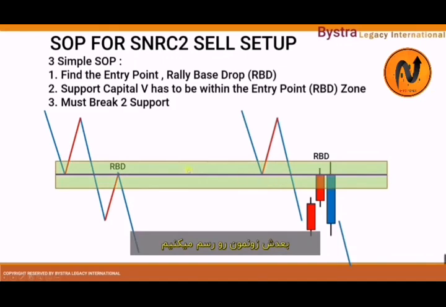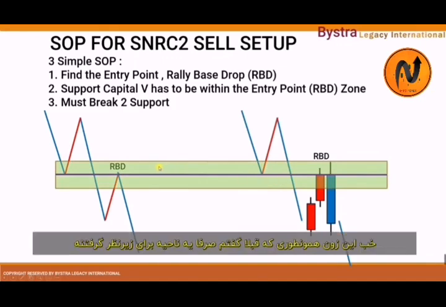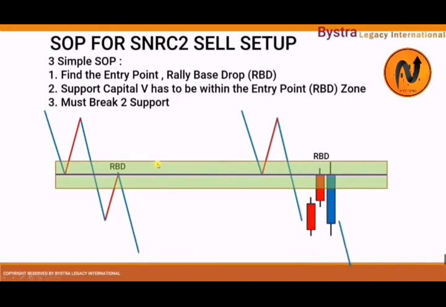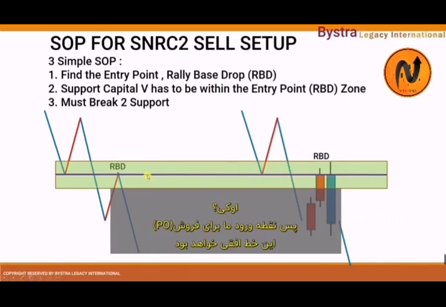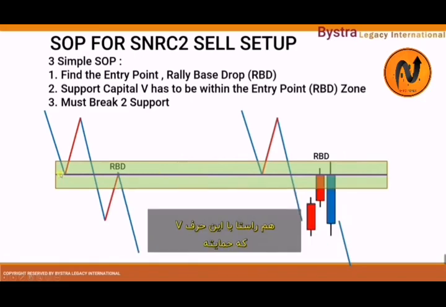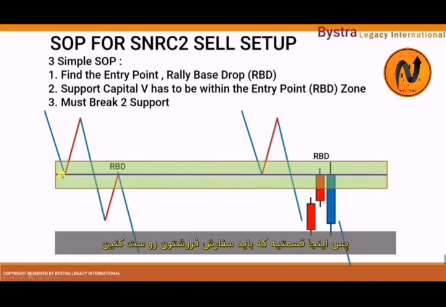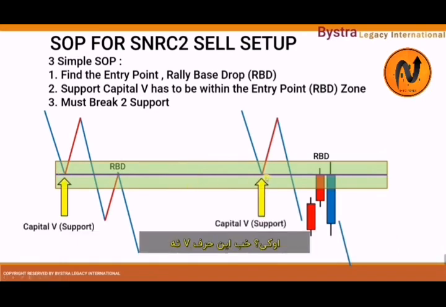We then mark our zone. So this zone, as I said earlier, is just a monitoring area for when the price comes back to this zone. Okay, so our entry point, our PO, sell limit will be this horizontal line, aligned together with the capital V, which is the support. So this is the area where you need to set your sell limit. Okay, so this is the capital V.